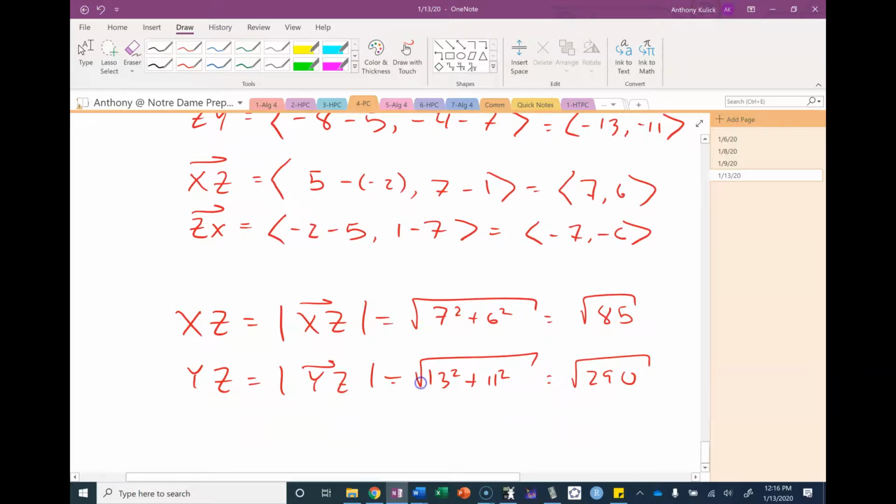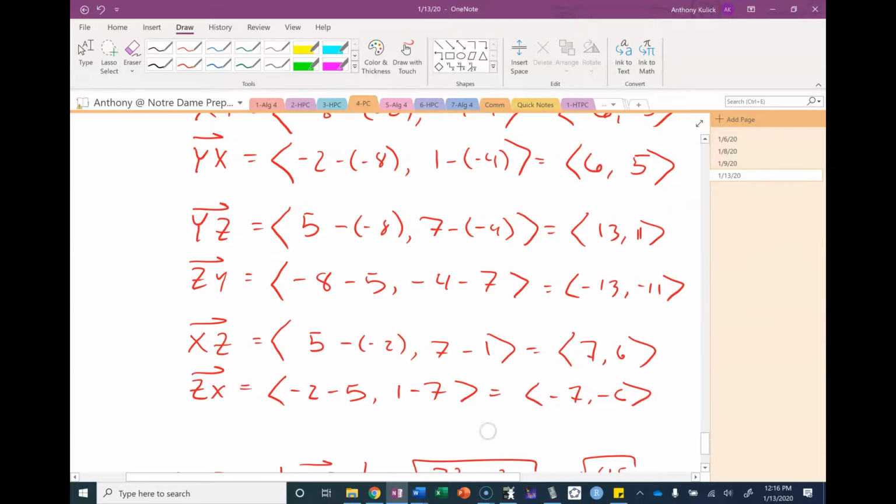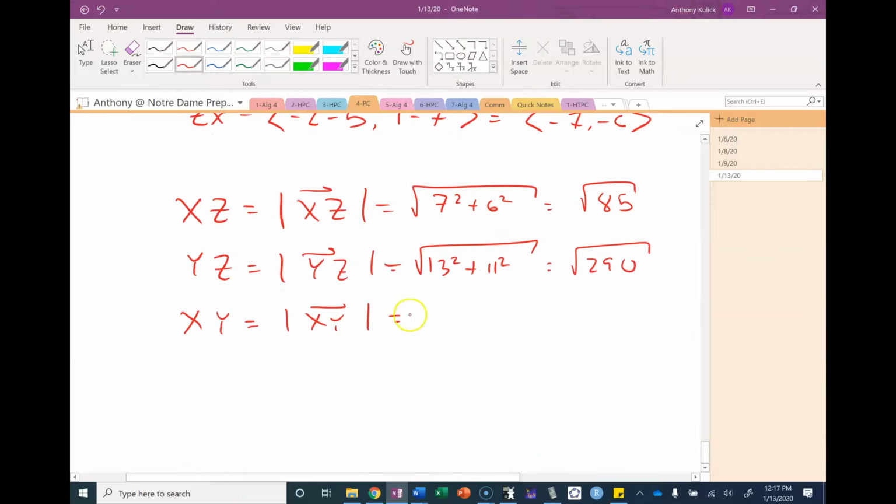And then the side length for xy is the same as the magnitude of the vector xy, which was -6, -5. 36 plus 25 is 61. Everybody okay to hear?